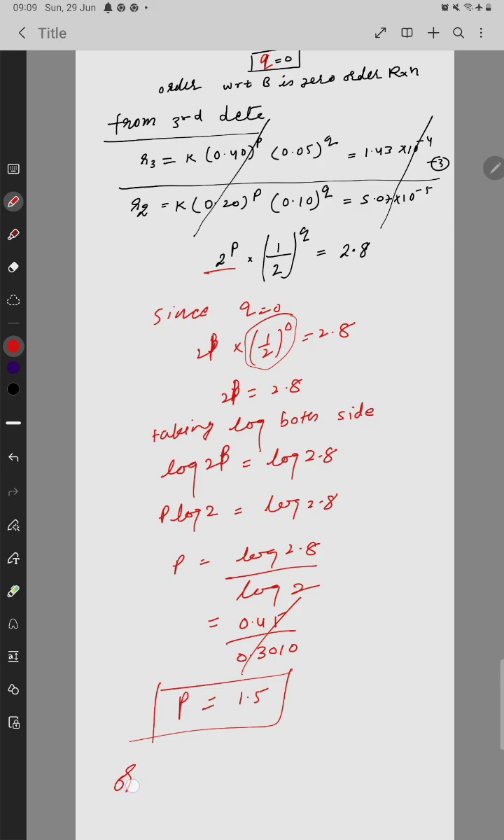So the order with respect to A is how much? 1.5. This is our required answer, student.